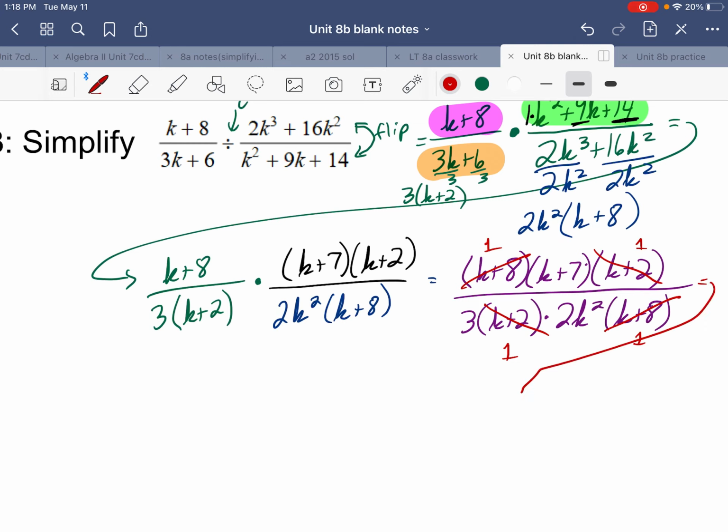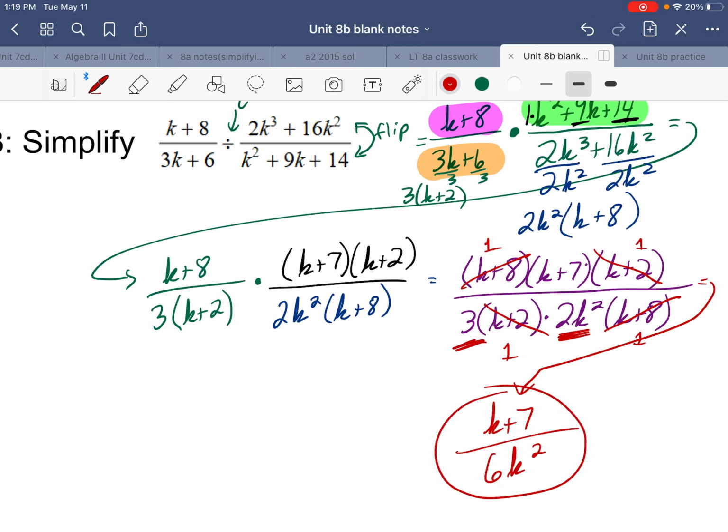And I keep running out of room. In the numerator, it's 1 times k plus 7 times 1 is k plus 7. In the denominator, we have 3 times 2k squared is 6k squared. Monomials and binomials cannot be simplified unless there is a greatest common factor amongst every term, and there is not here, so that is it. That is your final answer.